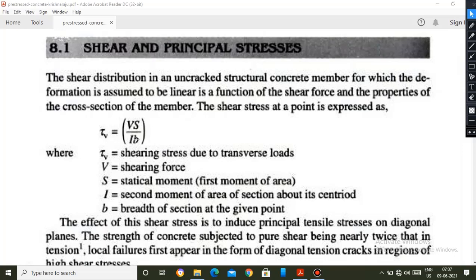This is the formula which is used to calculate the shearing stress of the prestressed concrete beam, which has a certain cross-sectional dimension, as well as the application of the load, which generates the shearing force, where tau v equals the shearing stresses developed due to the transfer of the loads. That means I have already explained.